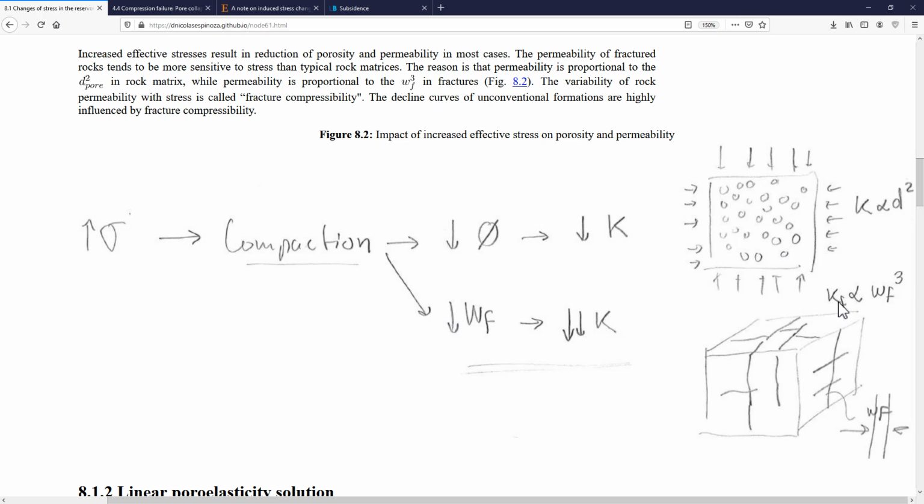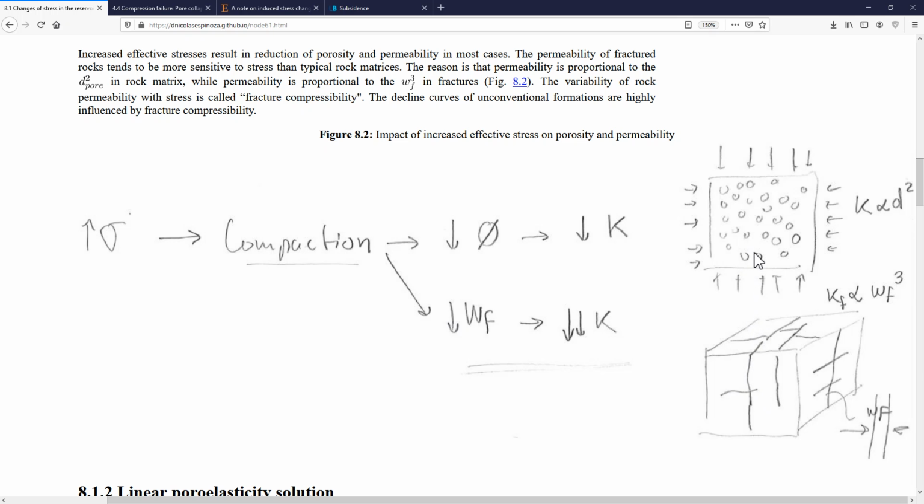Why? Because the permeability in fracture formations is proportional to the cube of the fracture width. So if we just decrease a little bit the fracture width, permeability is going to suffer a lot. And this is actually a problem in unconventional formations, in which as we start depleting, the fractures close. Sometimes even those that were propped, they start to close and embed some proppant, and the fracture permeability decreases sharply, and so does the production. So in order to avoid that, it is important to take into account this phenomena.